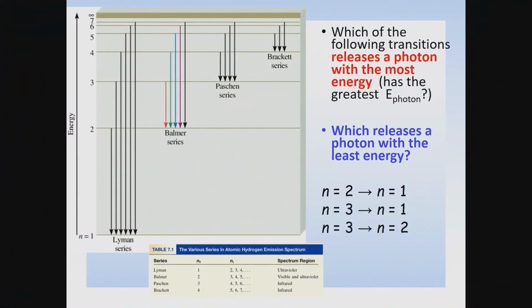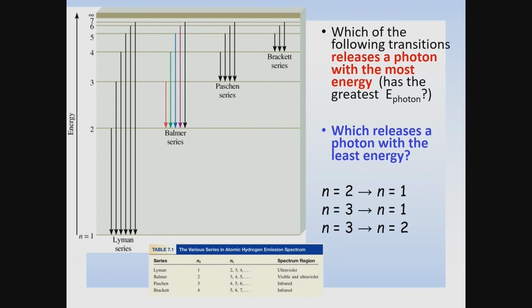Okay. So what I want to point out here is you may have to figure out, given the values of energy levels that the electrons are transitioning between, can you figure out which of the transitions is going to release a photon with the most energy and which is going to release a photon with the least energy? So here's a good example of that. So let's compare three examples here, three possibilities.